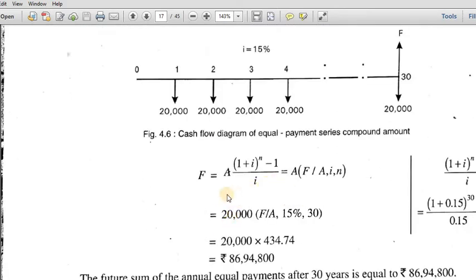So in this, sometimes they'll give A and ask you to calculate F. That means the final amount I'll get. Or they'll ask how much amount annually I have to pay. Vice versa, they will ask this question. So what is the cash flow diagram for that? It starts from 0 and goes to that F.